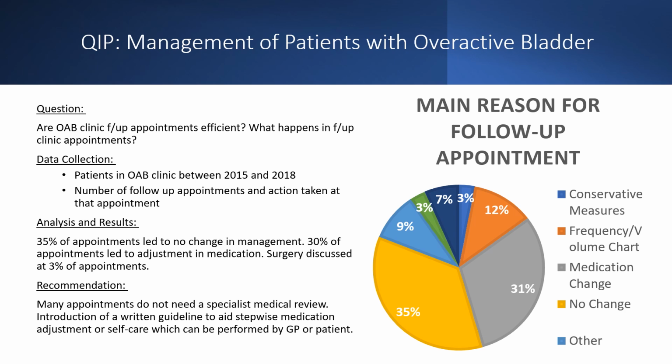and this was a quality improvement project on the management of patients with overactive bladder. What I had noticed was that in overactive bladder clinic, there were a lot of patients who came for follow-up appointments, but actually nothing happened in those follow-up appointments, and a lot of the time patients just went home with some advice or nothing changed, but they were given another follow-up appointment. So I decided to do this quality improvement project, and what I did is I collected the data on patients in overactive bladder clinic over 3 years, and then looked at how many follow-up appointments these patients had and what action was taken at those appointments.